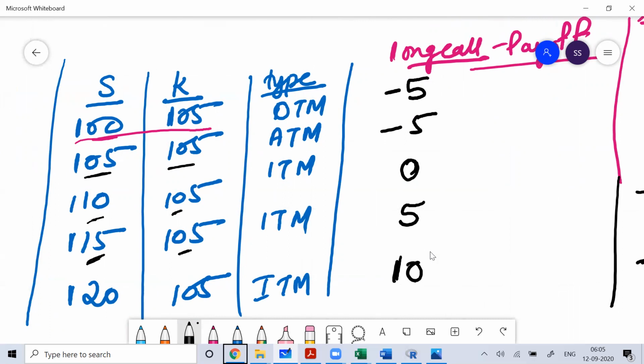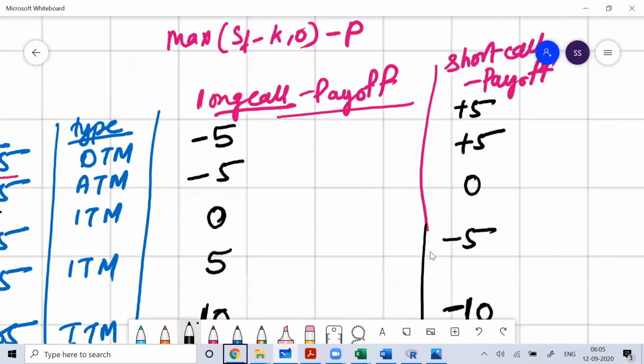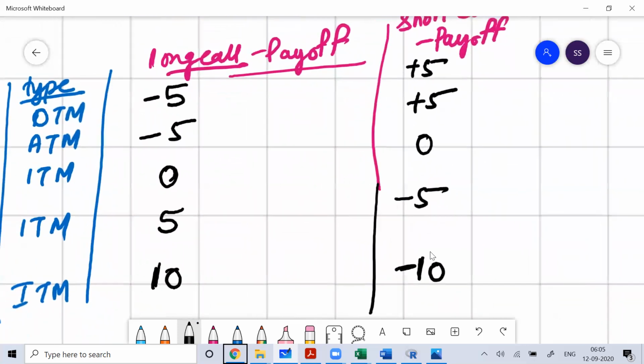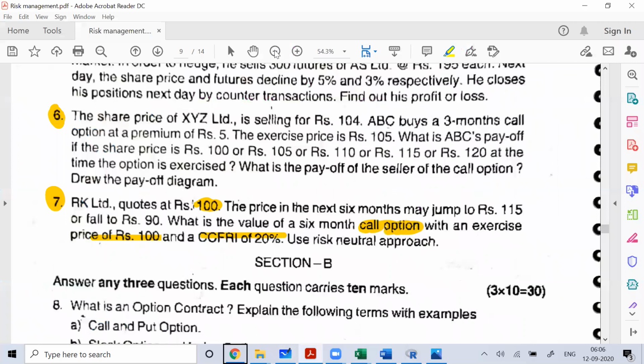This is the payoff of the long call holder. Similarly, this is the payoff of the short call holder. The profit of the long position holder is the loss of the short position holder. Whenever the long position holder is not exercising, the money the short position holder received at the beginning of the contract becomes the incentive for the short position holder.